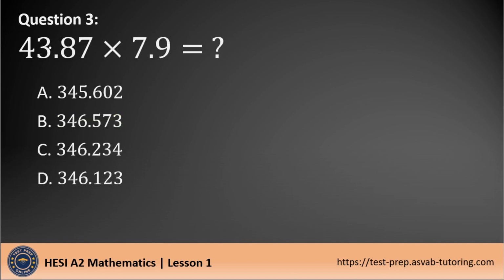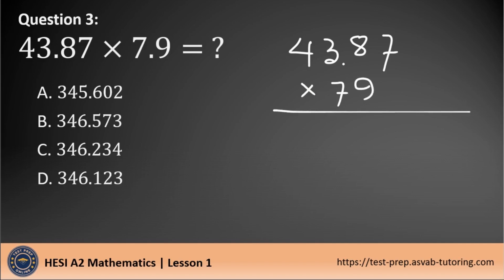Now let's go to question number 3. Here is the multiplication of two decimal numbers. Here 43.87 multiplied by 7.9. We just forget about the decimals and write it this way. It's 43, and we will not put down the decimals, so simply write down the 87. Now multiply with 7.9, which in real time is 7.9, so we will write down 79.